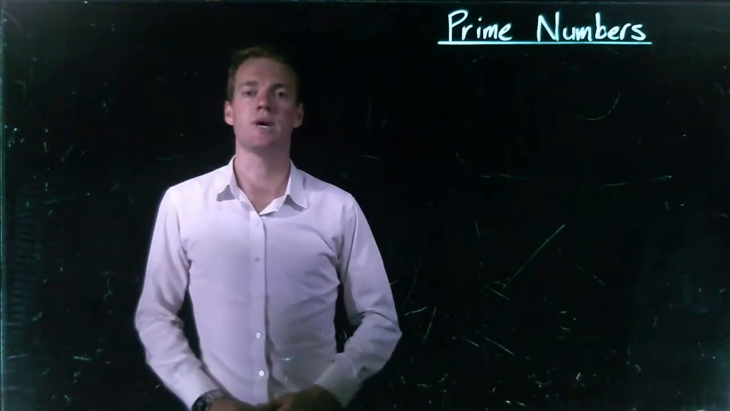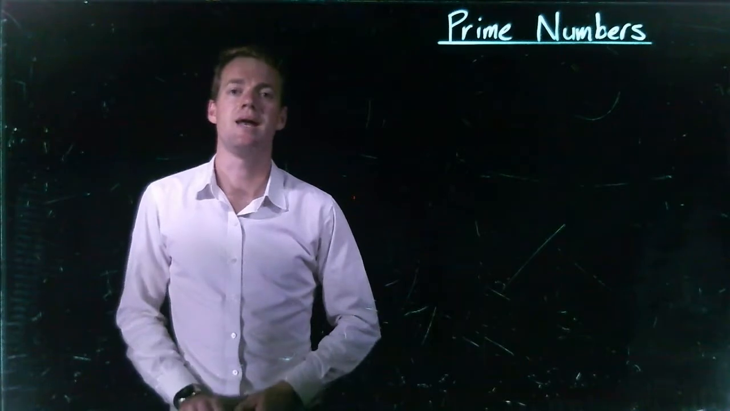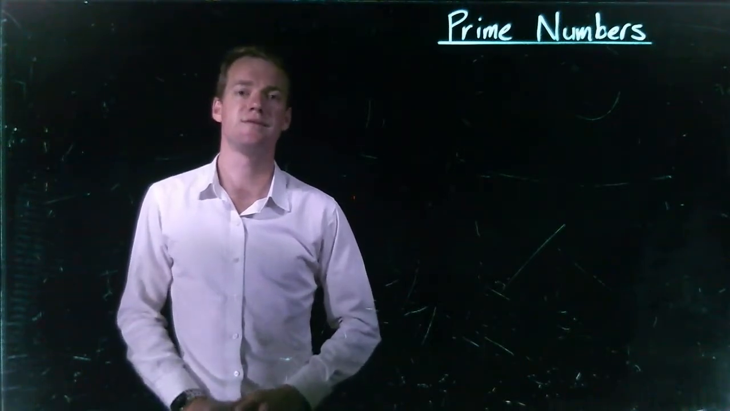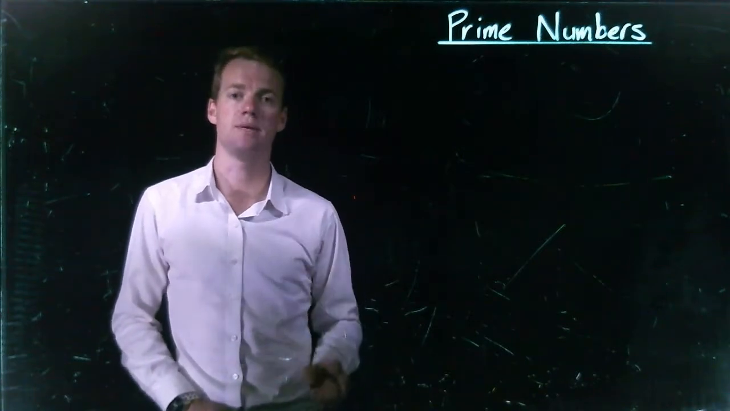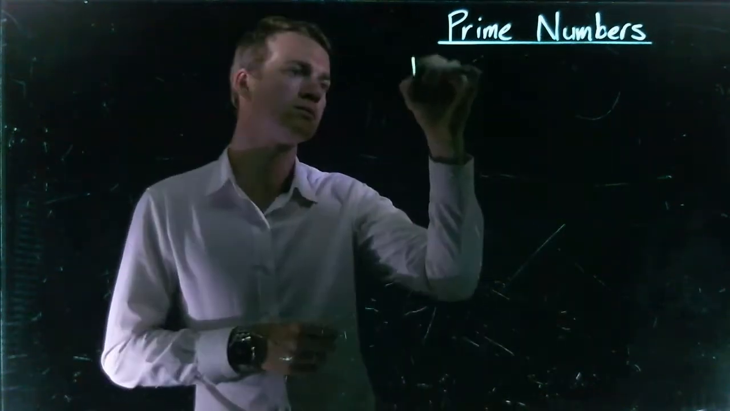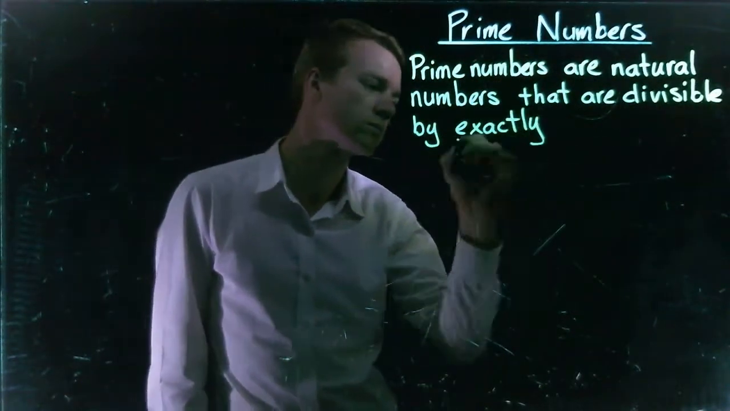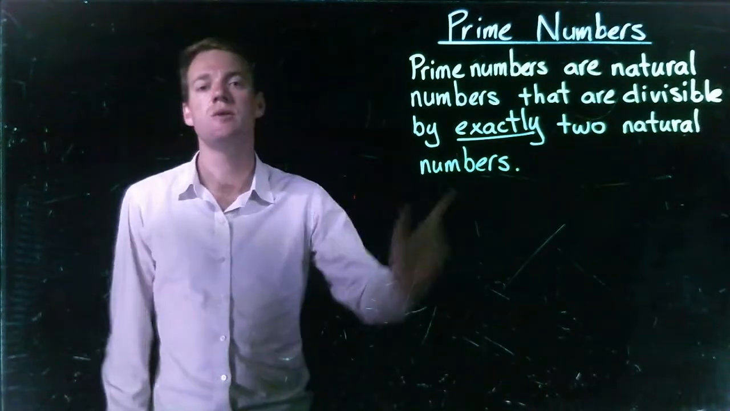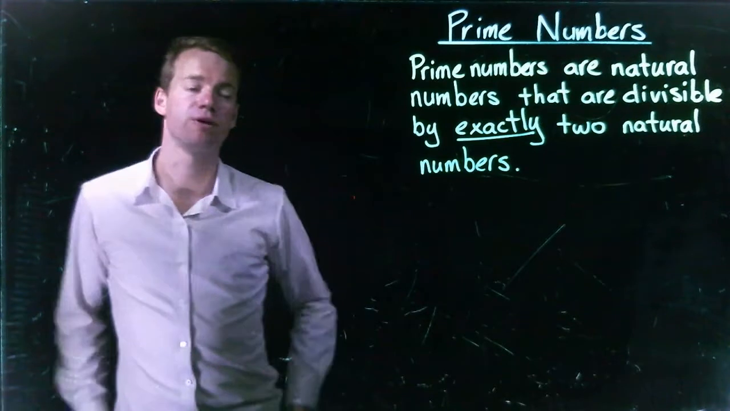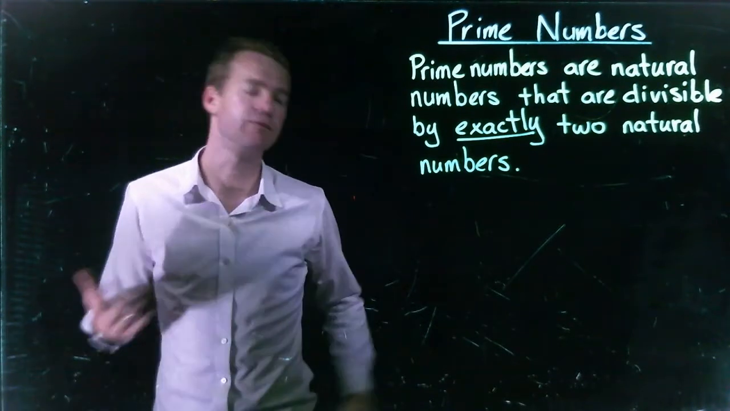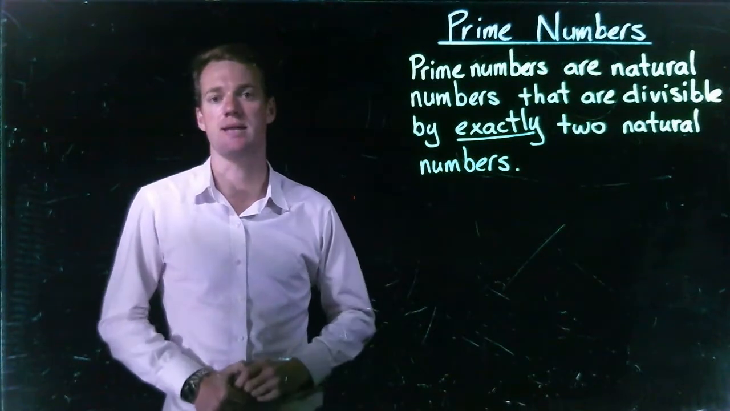G'day guys, in this lesson we're going to be looking at prime numbers. Prime numbers are natural numbers that are divisible by exactly two other natural numbers. So remember, natural numbers are just our regular old counting numbers. For example, 1, 2, 3, 4, etc. So they're whole numbers, they're not a decimal either.